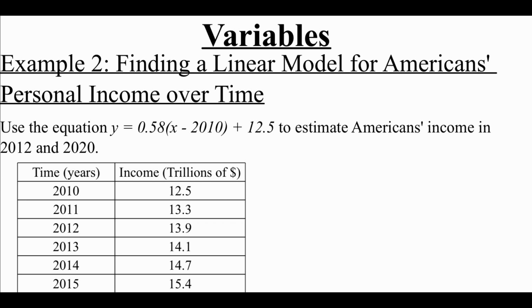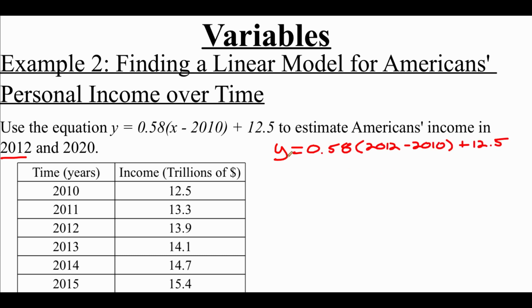Now what we're going to do with that equation that we just found is use it to make a couple of estimations. We're going to estimate Americans' income in 2012 and also in 2020. So looking at our equation, remember x represents a year. So if we want to estimate for the year 2012, we need to take that and plug that in for our x value.